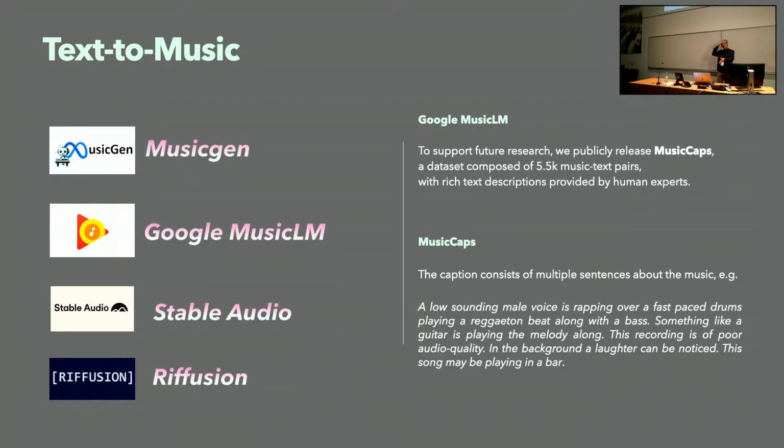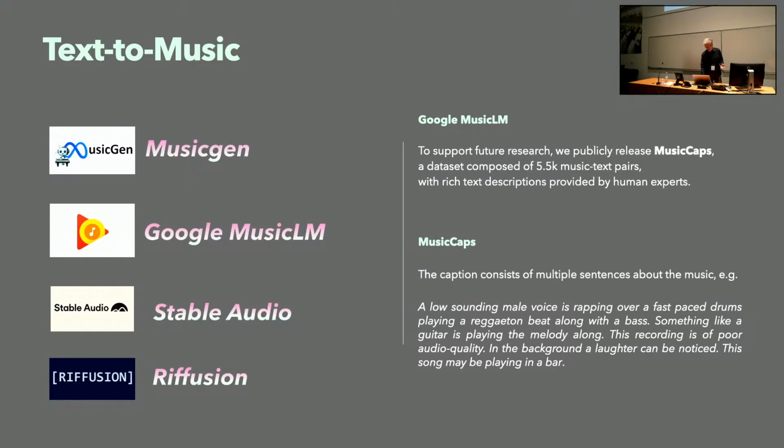You know all those tools, and maybe you know how they are trained, and I find that the way they are trained is really interesting. For example, I think it's the same for Stable Diffusion and MusicGen. For Google MusicLM, they train on a MusicCaps dataset composed of 5,000 music-text pairs with rich text descriptions provided by human experts. So the music is described as, for example, you have an example here, a low-sounding male voice is rapping over a fast-paced drums playing a reggaeton beat, etc. Okay.